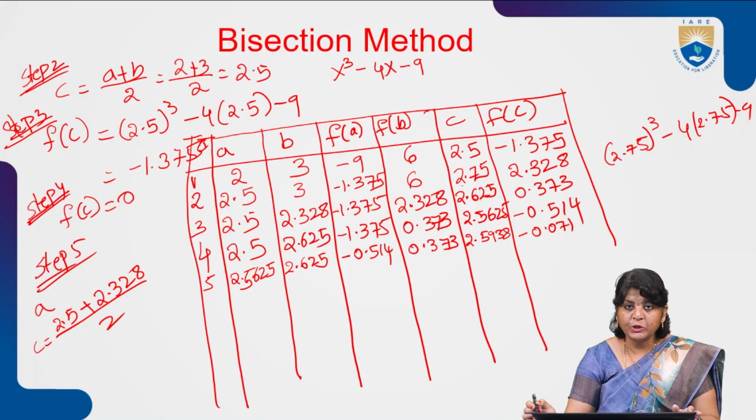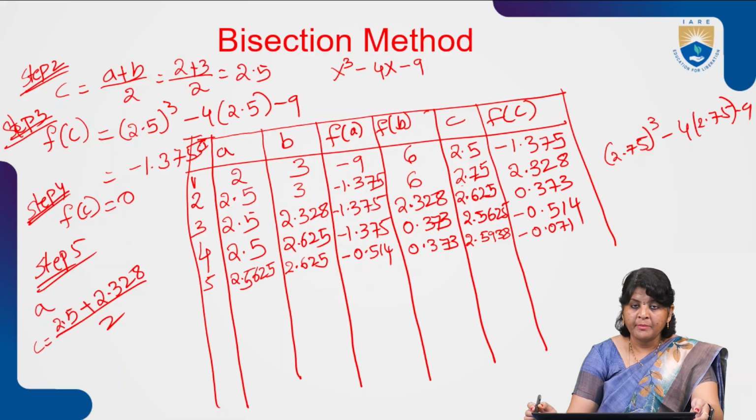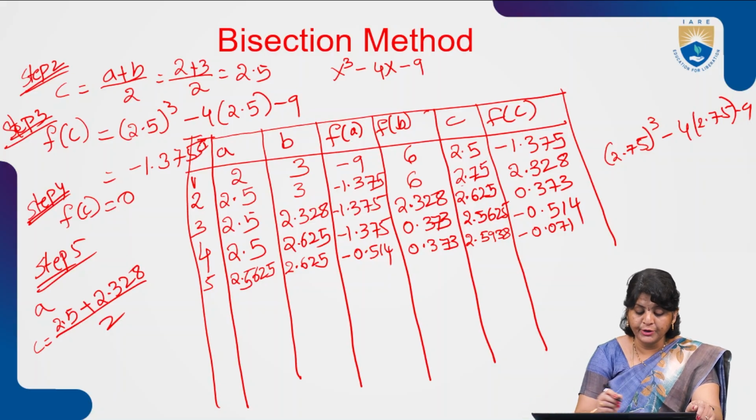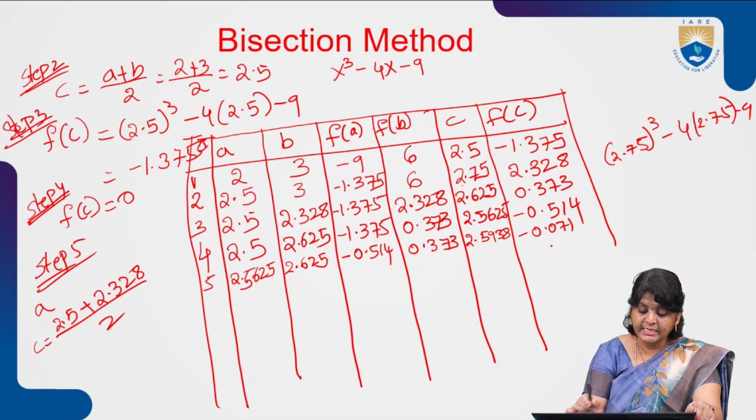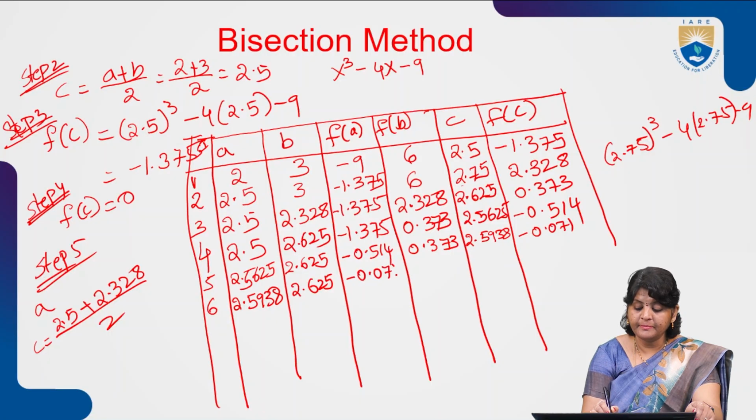The decimal values might change when we are doing it in the calculator. But up to 2 decimals, 3 decimals or 4 decimals, whichever condition we have, based on that we need to collect the root value. Now this is a negative value. So again the A value will be changed to 2.5938. The B value will be 2.625. And this is minus 0.071.